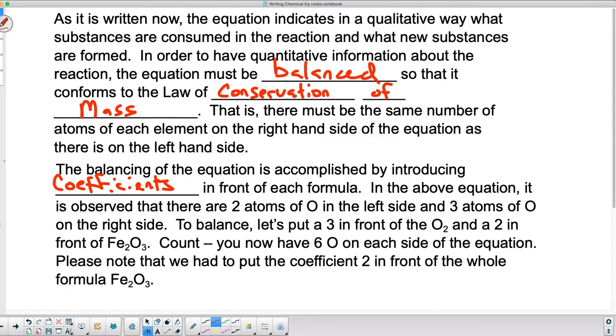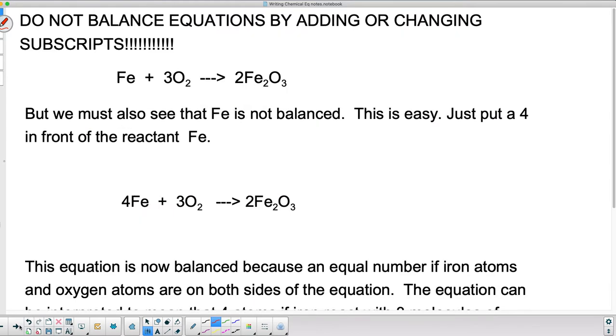Please note that we had to put the coefficient 2 in front of the whole formula of Fe2O3, and here's what it looks like. So here's the 2 that goes in front of the Fe2O3. 2 times 3 gives us 6 oxygens here. Okay, that's 6 oxygens. And then 3 times 2 gives us 6 oxygens here. Okay, the equation is now balanced.